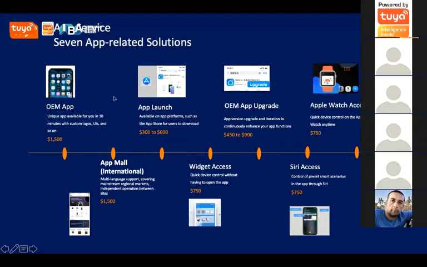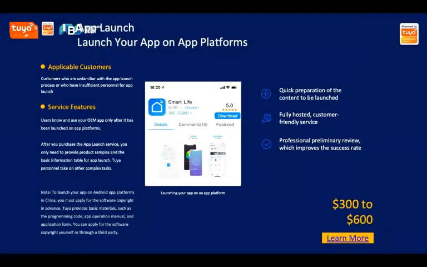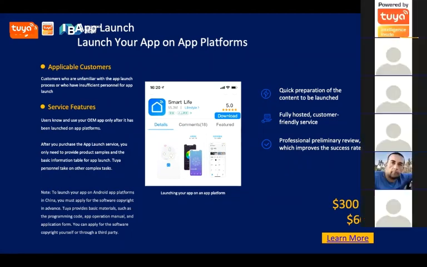First is OEM app launch. Users know and use your OEM app only after it has been launched on an app platform. After you have created your OEM app on our IoT platform, you cannot let your consumers download the apps. You have to launch your apps to an app platform like the iOS App Store or Google Play Store.